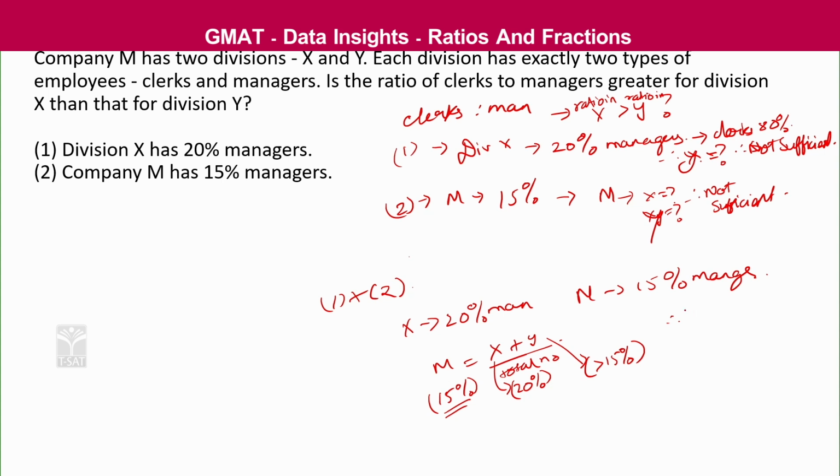So, the ratio of clerks to managers will be greater for Y, because there are greater numbers of clerks here and lesser numbers of managers here than in X. Therefore, this information together is clearly sufficient to answer the question. So, statement 1 alone is not sufficient, and statement 2 alone is not sufficient, but statements 1 and 2 together are sufficient, so the answer option becomes C.